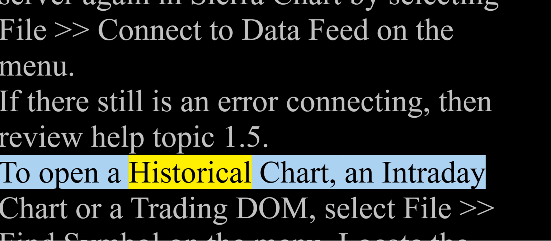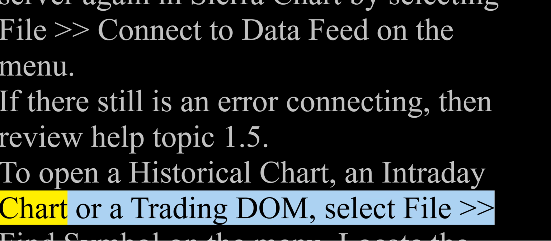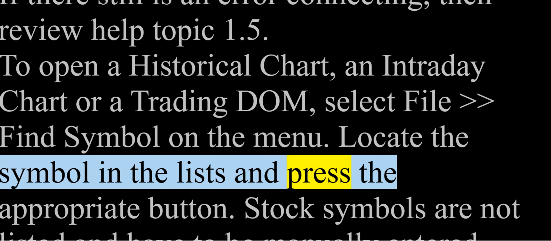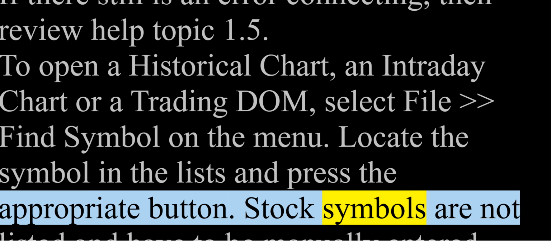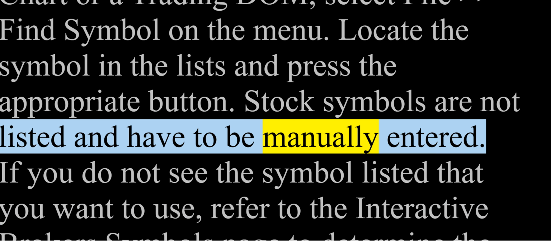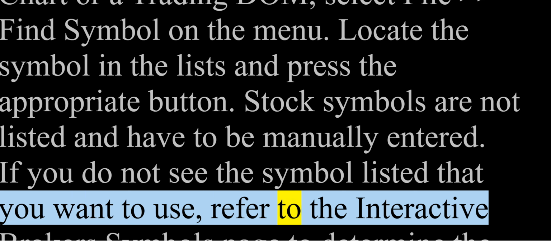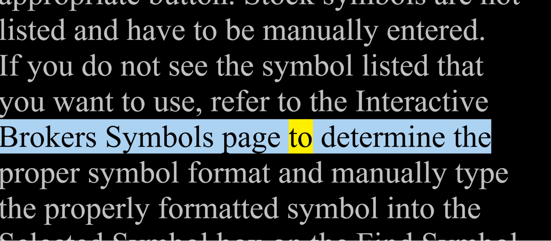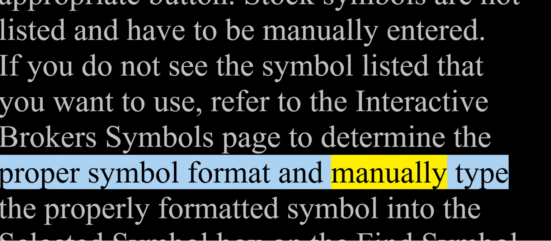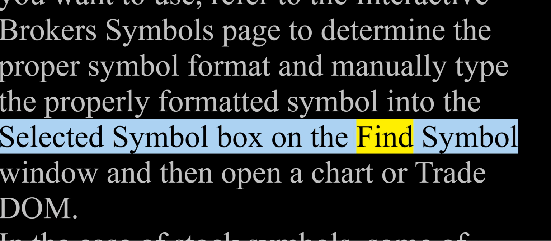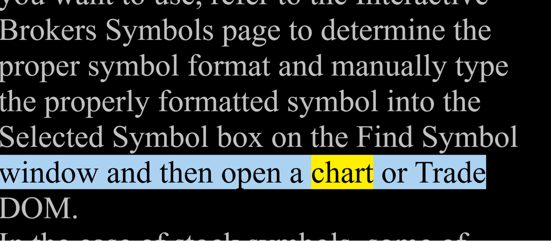To open a historical chart, an intraday chart, or a trading DOM, select File, Find Symbol on the menu. Locate the symbol in the lists and press the appropriate button. Stock symbols are not listed and have to be manually entered. If you do not see the symbol listed that you want to use, refer to the Interactive Brokers Symbols page to determine the proper symbol format and manually type the properly formatted symbol into the Selected Symbol box on the Find Symbol window, and then open a chart or trade DOM.